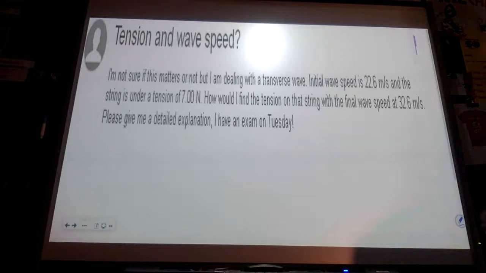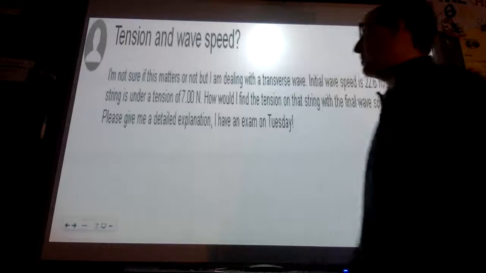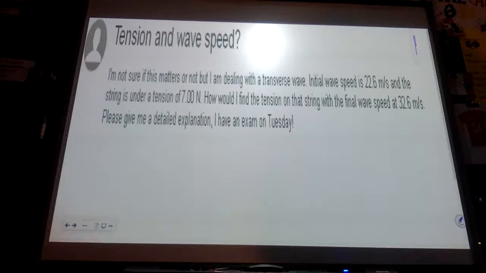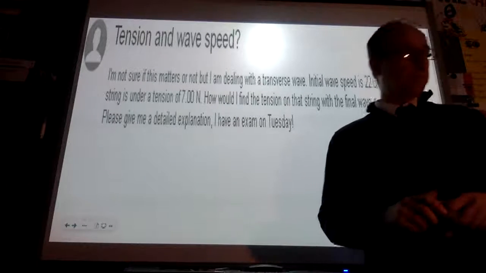I'm not sure if this matters or not, but I am dealing with a transverse wave. It doesn't actually. This formula is going to work for both longitudinal and transverse waves. Initial wave speed is 22.6 meters per second, and the string is under a tension of 7 newtons. How would I find the tension on that string with the final wave speed of 32.6 meters per second? Please give me a detailed explanation. I have an exam on Tuesday!